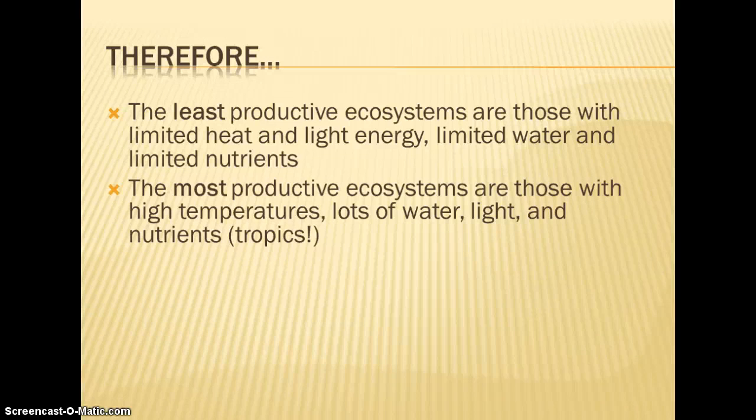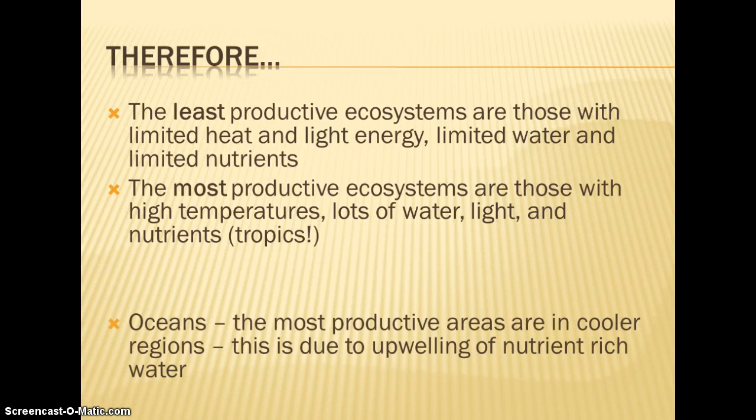Our most productive are going to have higher temperatures, a lot of water, light, and nutrients. So our tropical areas. Our forests also have lots of water, so they're able to support the growth of the trees. They're going to be more productive than, say, our grasslands. Now, as far as oceans, temperature is the opposite. It's the cooler temperatures where you have the upwelling of the nutrients from the ocean floor. The more nutrients you have, the more plant growth you can have, the more photosynthesis.